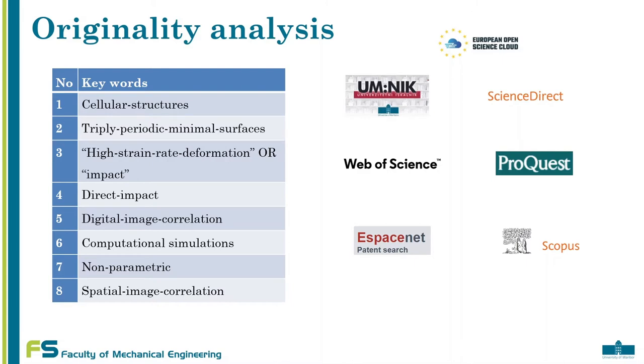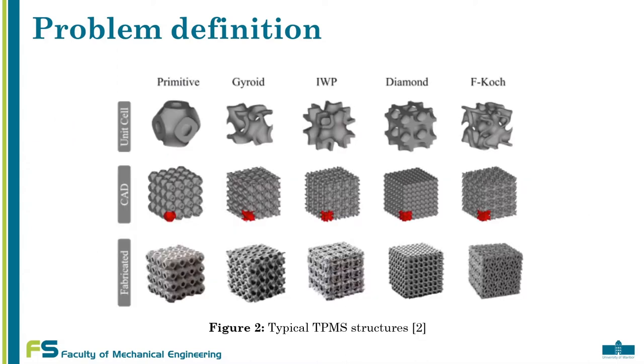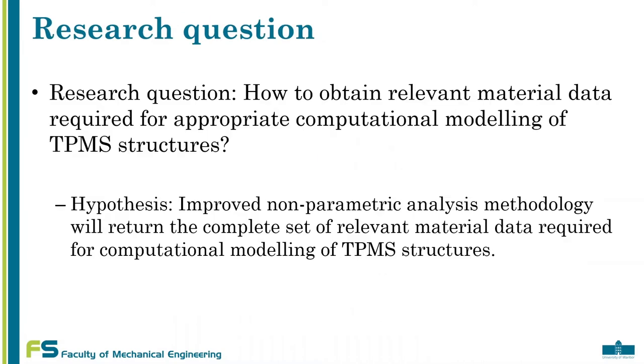So I put all of these keywords into search, and I checked through the databases. And I have understood that the cellular structures are quite good candidates for shock absorbance because of their unique behavior. And more specifically, TPMS structures, triply periodic minimal surfaces, have some additional special properties, such as they are very good against stress concentration, and there are not many studies on impact on triply periodic minimal surfaces. And I had to come up with the research question.